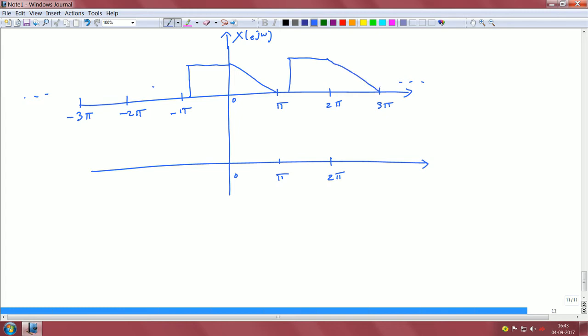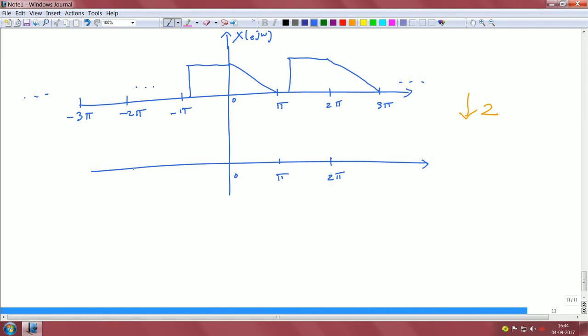So on and so forth. Now if you downsample this by 2, what happens is this base spectrum stretches by 2 and you will have copies of that, right.